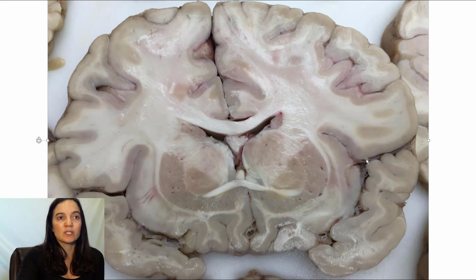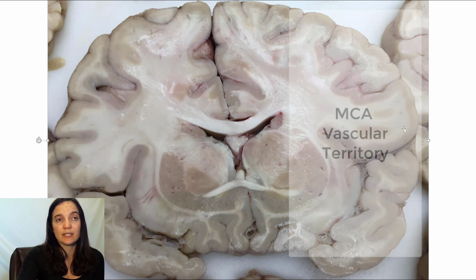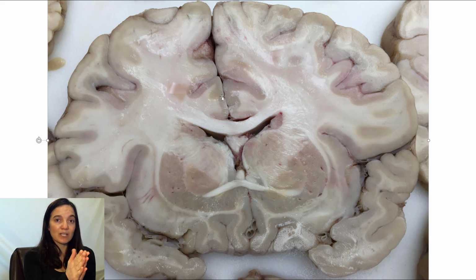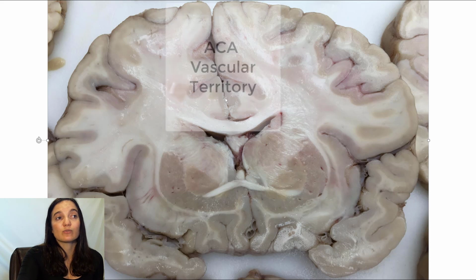Here we have the middle cerebral artery. The middle cerebral artery feeds this vascular territory here, basically the entire lateral aspect of the cerebral hemisphere. This whole area is fed by the middle cerebral artery, whereas the anterior and midline portions of the brain are fed by the anterior cerebral artery here.